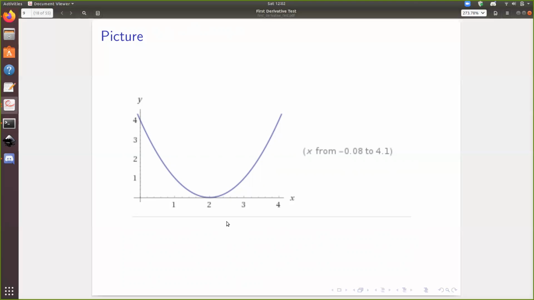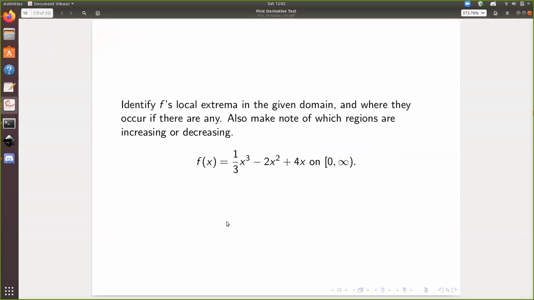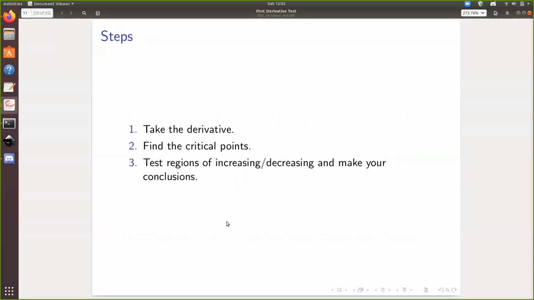All right, moving on. Same question, different polynomial. Make the acronym what you will. Also a different domain. We're going to worry about this polynomial on the domain from 0 to infinity. And here we go. Here are our steps again. We take the derivative, we find the critical points, and then we test regions of increasing and decreasing, and we make conclusions.